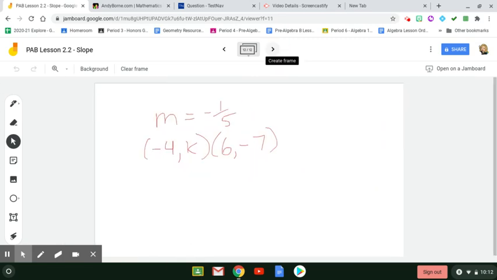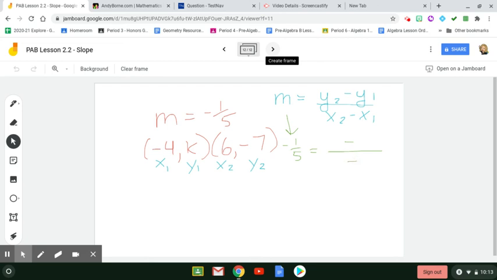All right, so we're going to do like we did before. Let's label everything. This is x1, y1. This is x2 and y2. And I know slope formula is m equals y sub 2 minus y sub 1 over x sub 2 minus x sub 1. Okay, so let's start plugging in what we know. I know m is negative 1/5. So I'm going to plug that in. Write my equal sign, my big fraction, and the two subtraction signs.